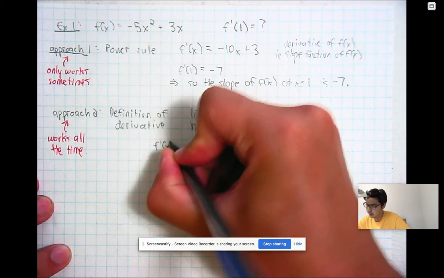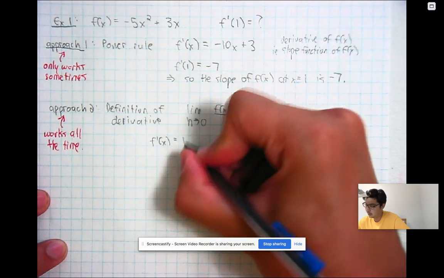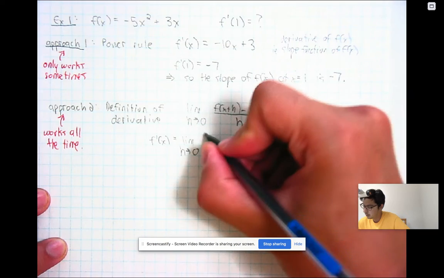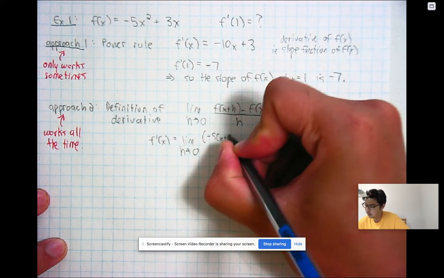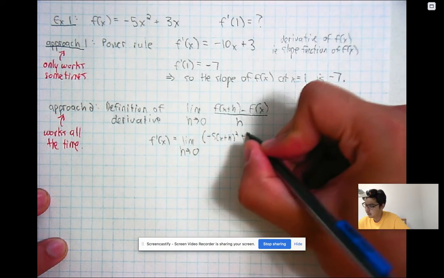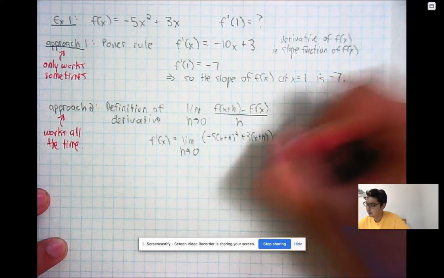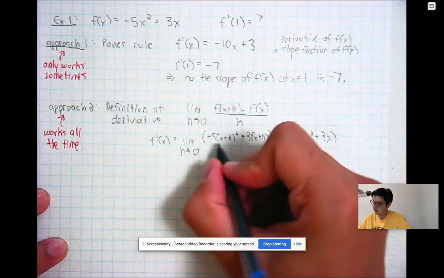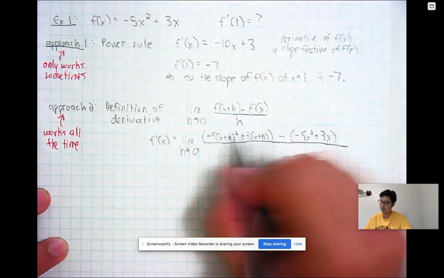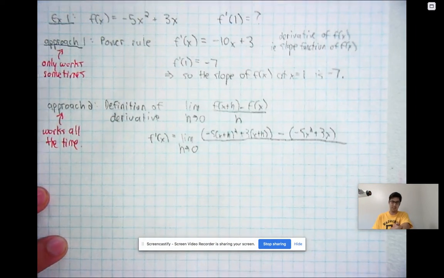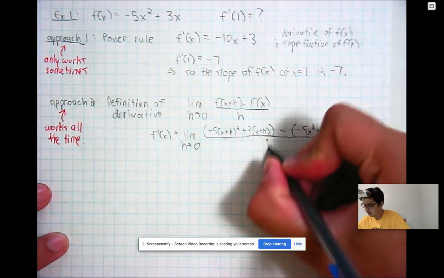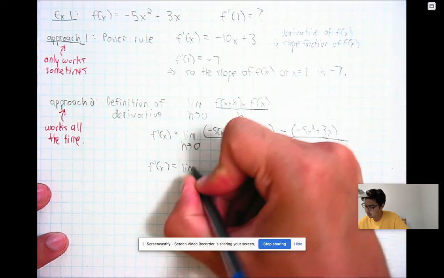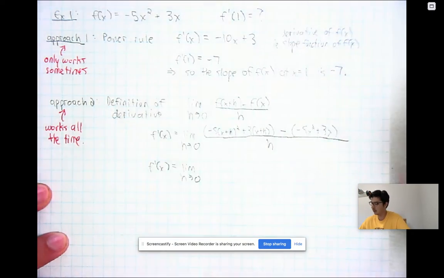So we have f prime of x will equal the limit as h approaches 0 of, we plug in x plus h, we have negative 5 times (x plus h) squared plus 3 times (x plus h), minus the quantity negative 5x squared plus 3x. Notice I put parentheses around each thing here, the f of x plus h and the f of x. It just helps me make fewer algebra mistakes, and in my experience tutoring students, it also limits their mistakes.